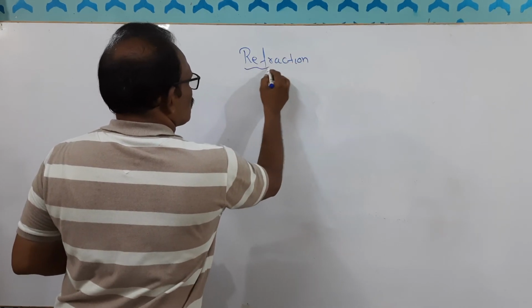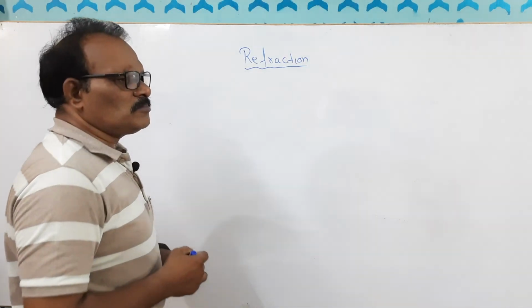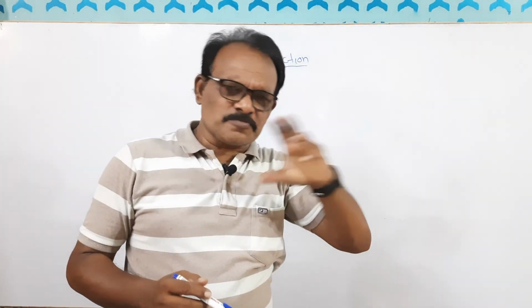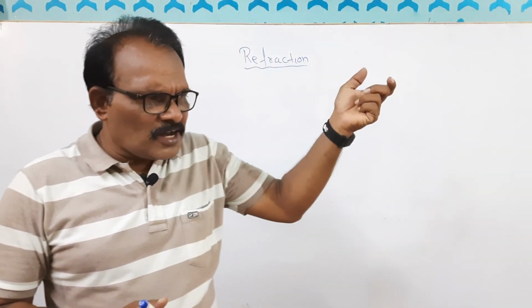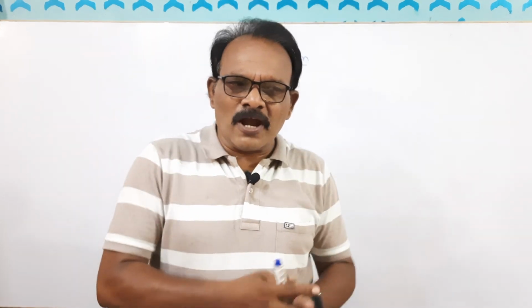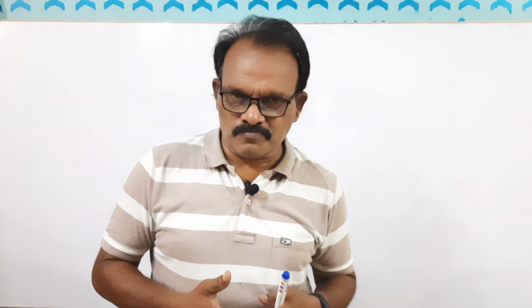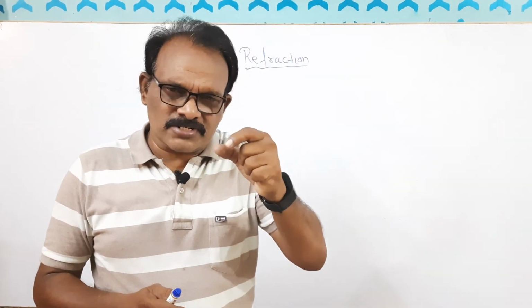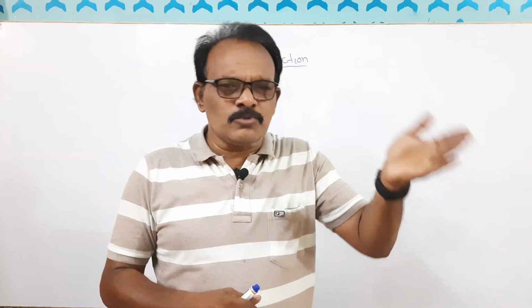Refraction. You say refraction means what? Generally, the speed of light, suppose a light travels in air, it has one speed. And if the same light travels in any denser medium, maybe glass, maybe water, the speed of light will differ. Which means if a ray of light enters from one medium to another medium, it slightly bends.